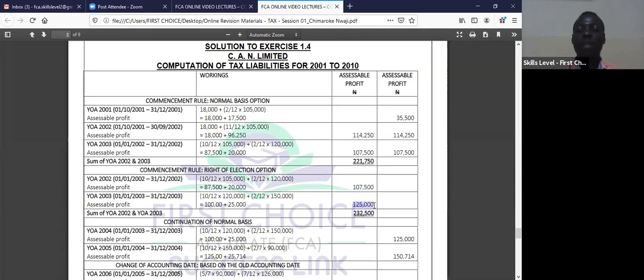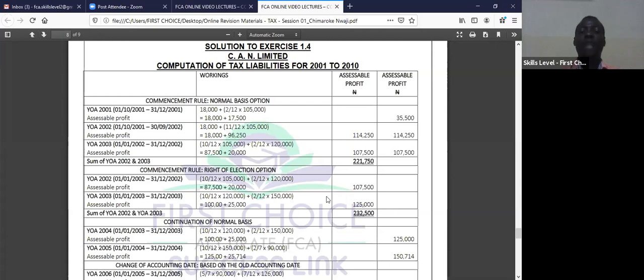When you add them together, you are having 232,500. So you ask yourself, this figure here, 232,500 and 221,750, which one is smaller? It is the smaller one you choose. So because this is the smaller one, you see me repeating these figures here again. So because I'm choosing them here, I'm putting them again here. If I had taken this one as the smaller, I would have been putting these ones here.